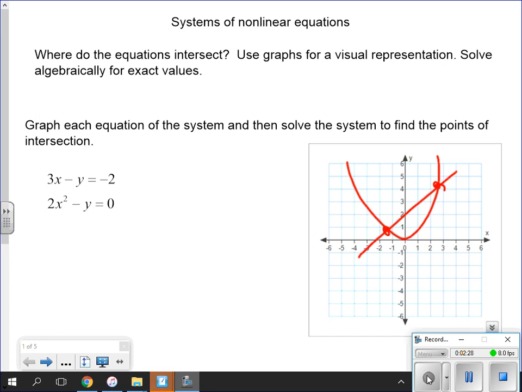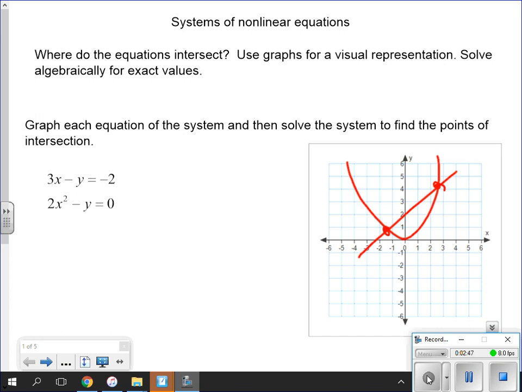But I do know they cross somewhere. I've got to figure out where they cross. I have to find the x and y coordinates for both of those places. So I'm going to have a set of x's and y's to go together. How do I do it? I do it algebraically.